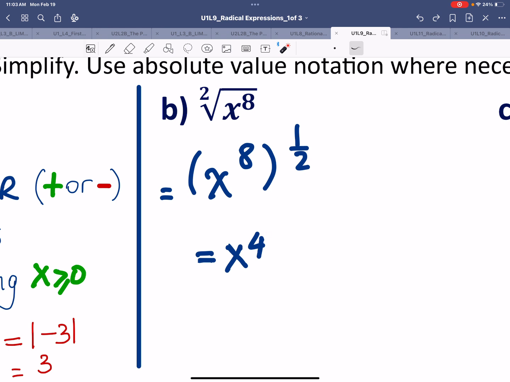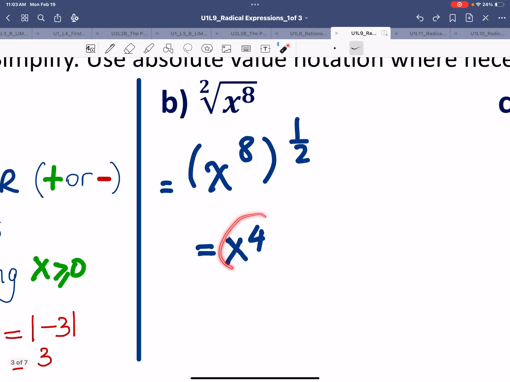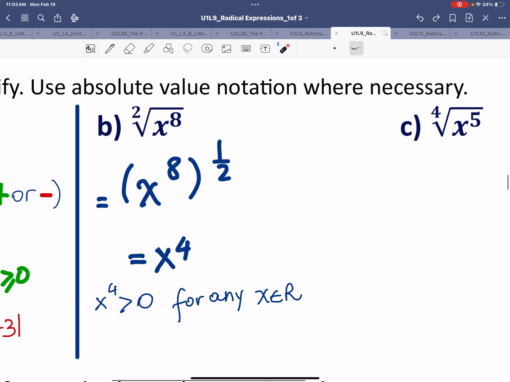So now let's think about it. So x to the power of 8 is always positive, so the square root of it exists. The answer we get is x to the power of 4, and the next thing we have to think of is whether this has to be positive. Now think about it. Is x to the power of 4 positive for any value of x? Since the power is even, that will always be a positive number. So therefore, we're going to say that in this case, we do not need absolute value to protect this number from being a negative. So x to the 4 is positive for any real number x.